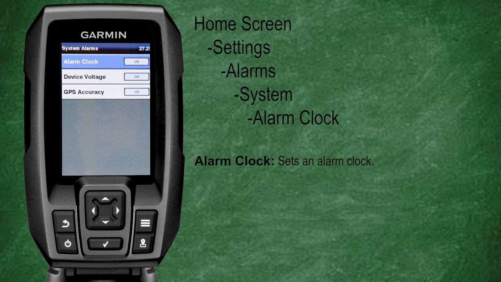Let's select Edit Track. We now have the ability to change the name of our track, the color of our track, or save the track as a route, which is a great time saver and an invaluable tool in my opinion. Let's scroll down and select Save as Route.